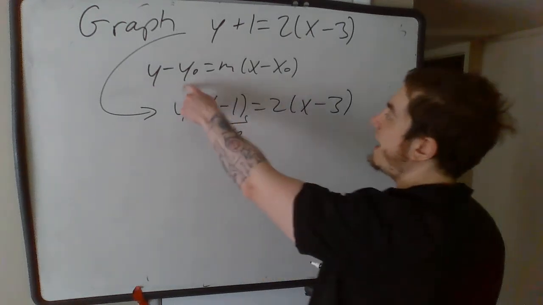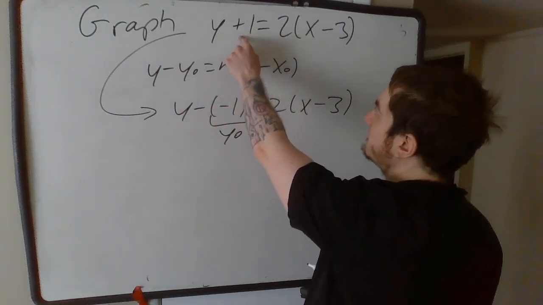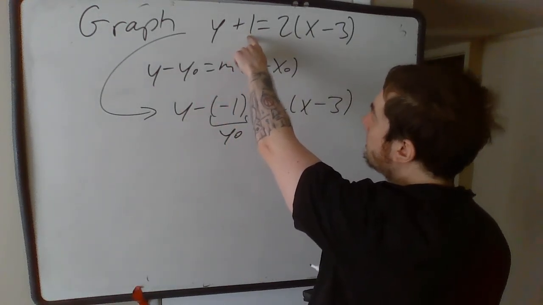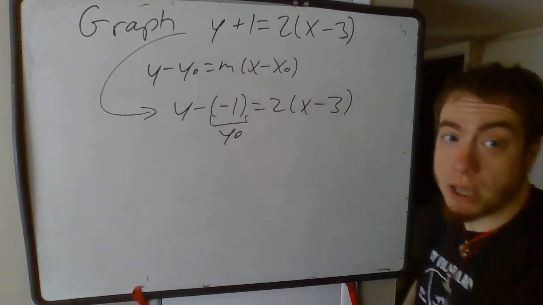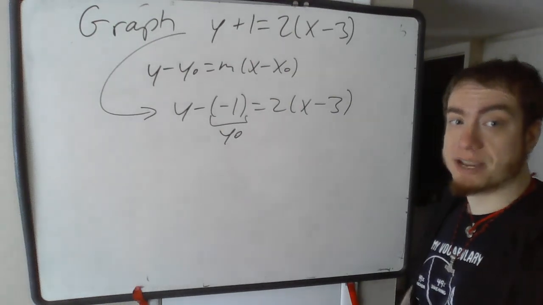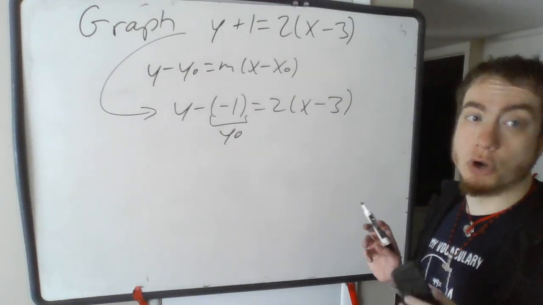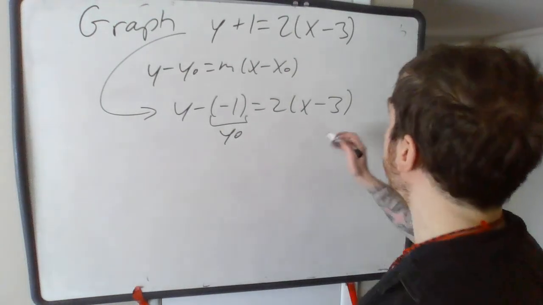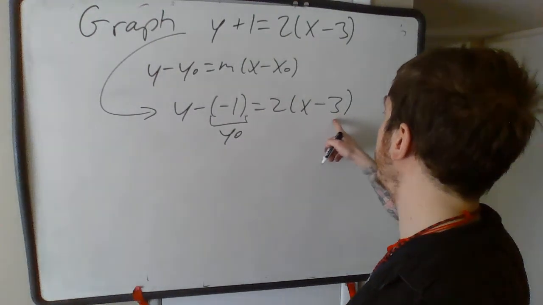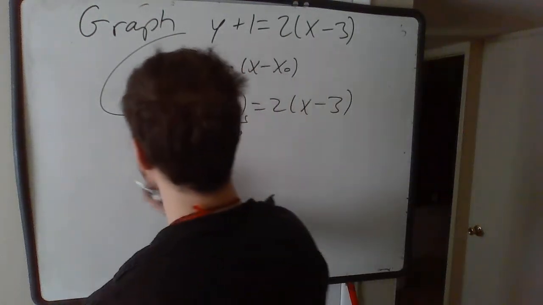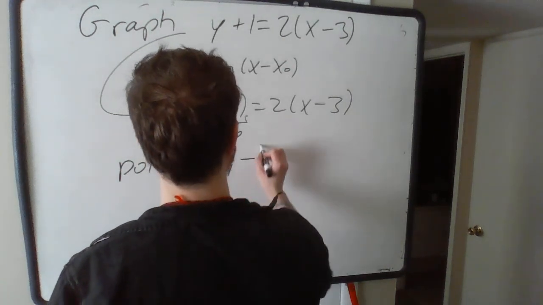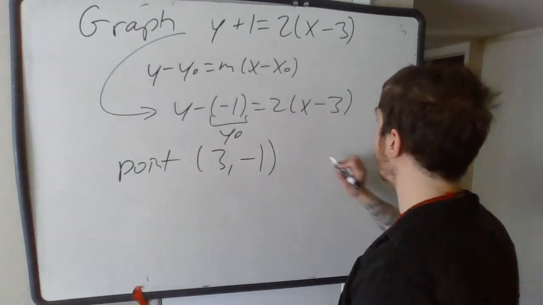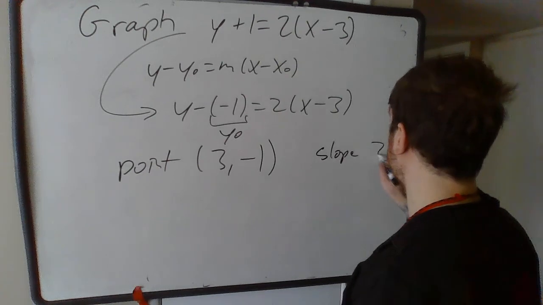You don't necessarily have to do this. You can just remember that if this is positive, then the y0 is negative. But, however you like to remember it, do whatever works for you. Now, my x0 comes from this. So the x0 is going to be 3. So my point is going to be 3 comma minus 1, and my slope is going to be 2.